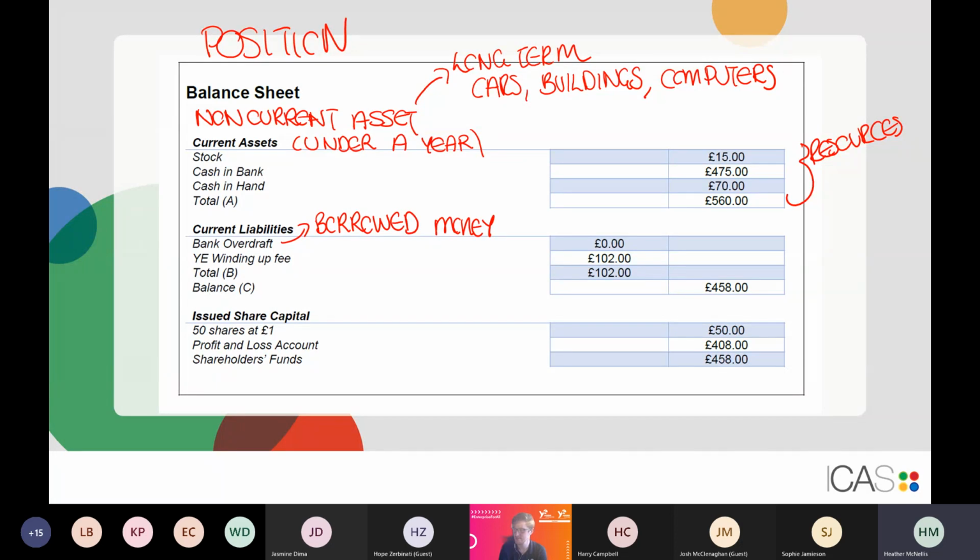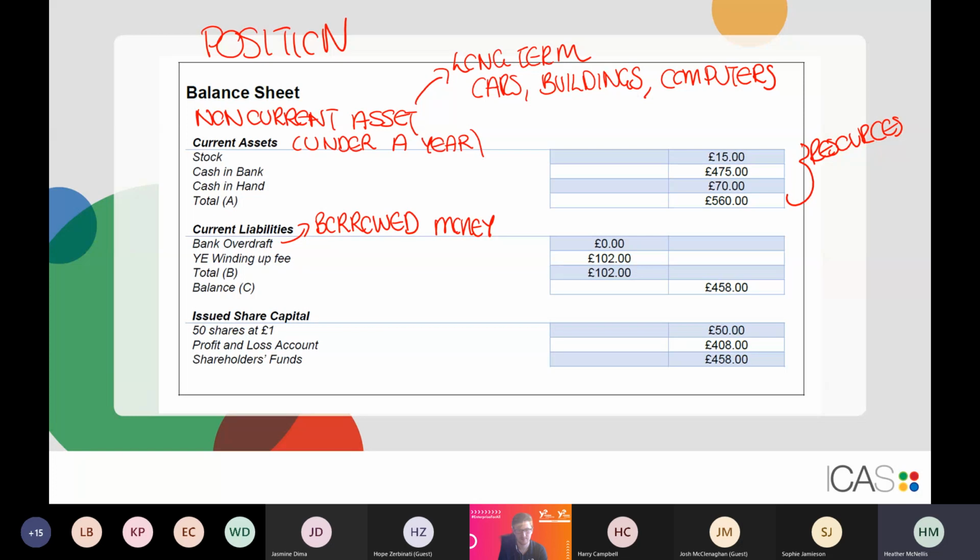But you also might have a loan coming through here. If you borrowed money from somebody and you're going to pay them back, that would be a loan. And that's a liability because you have to pay them back. You owe them money. If you think of that definition at the start, you owe them money. So the bank overdraft, nothing here because they've not got that. They've got £475 in the bank. We then have this Young Enterprise winding up fee, which you owe to Young Enterprise. So you've not paid it yet. That's why it's a liability, because you've not paid it yet, but you do owe it to Young Enterprise Scotland. So it comes through there.